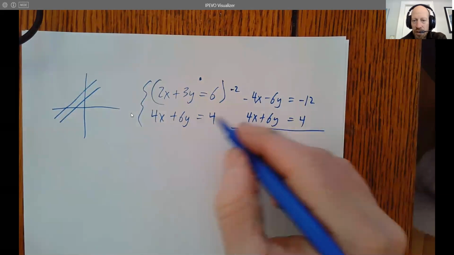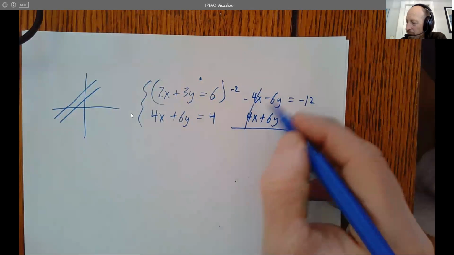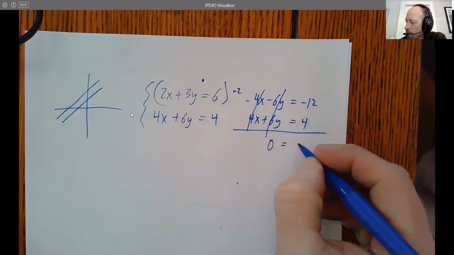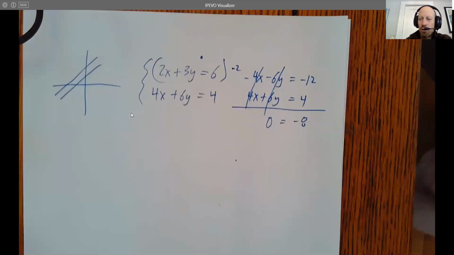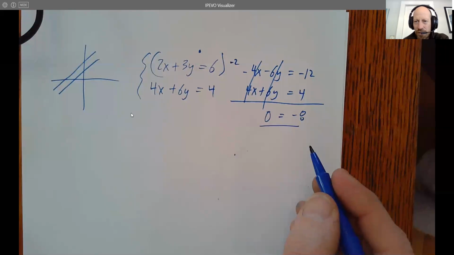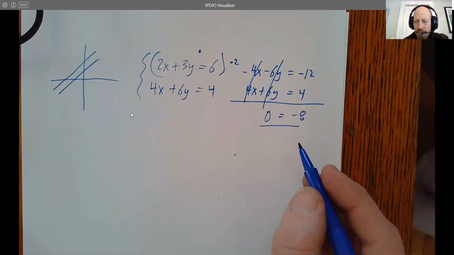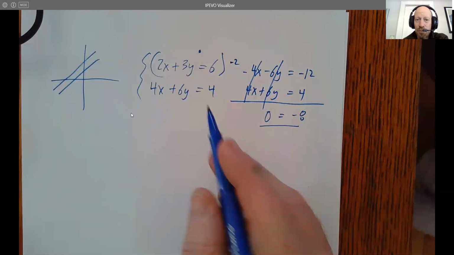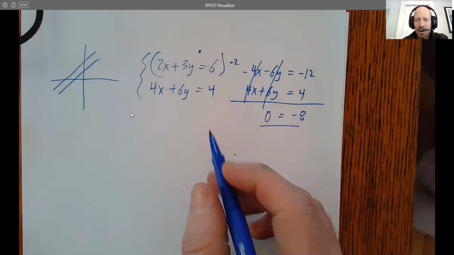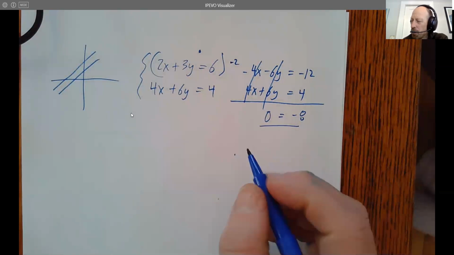And that's the bottom equation just recopied. So now notice when I add those together, both the x's and the y's cancel. And I get 0 equals -8. And this is clearly false, always. I can't do that. That's really what this is telling me, that these are always going to be false. No matter what solution I pick, I can't solve both of them.